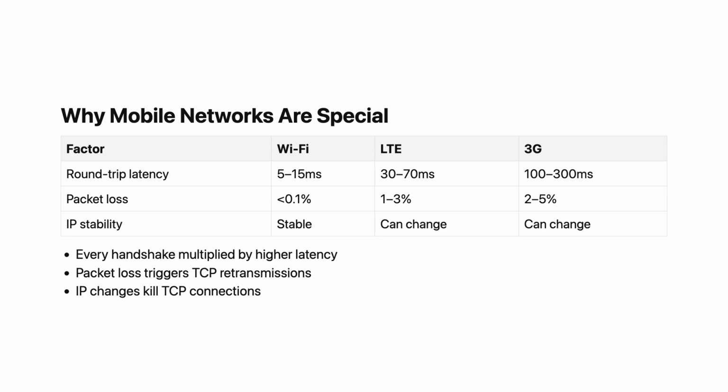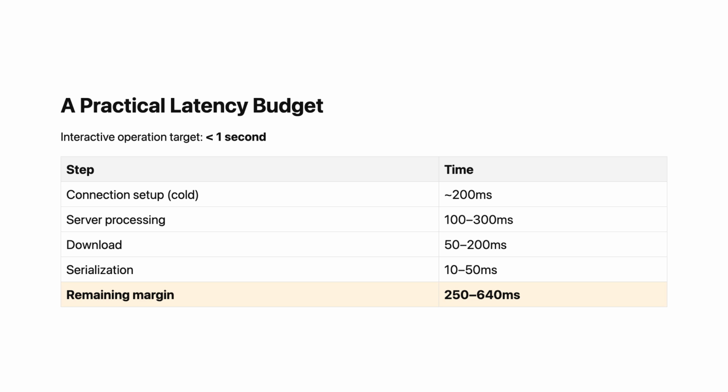OkHttp has to detect this and create a new connection from scratch: new DNS, new TCP handshake, new TLS negotiation. All of this means that network code that works beautifully on your office Wi-Fi might perform poorly for users on the subway. You have to test on real mobile networks.